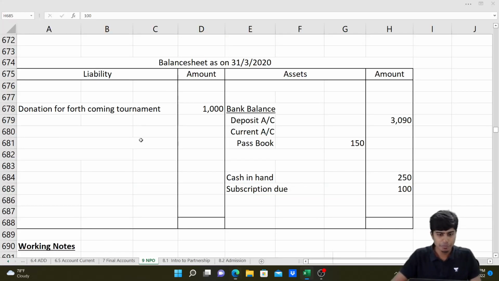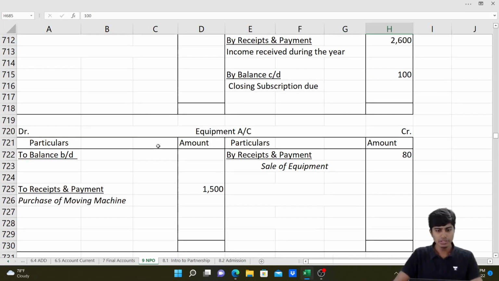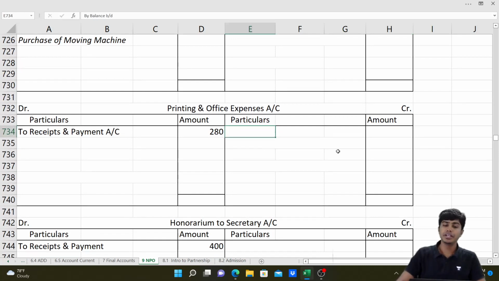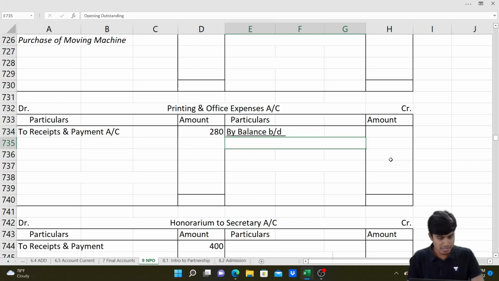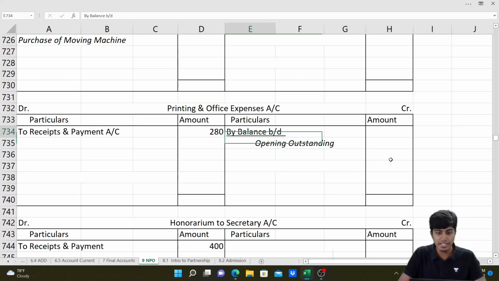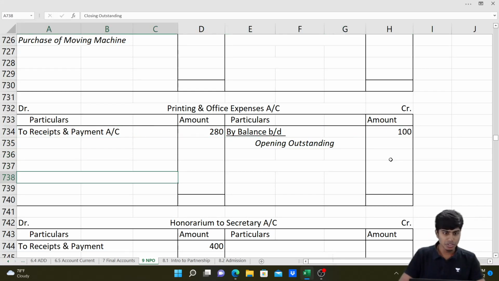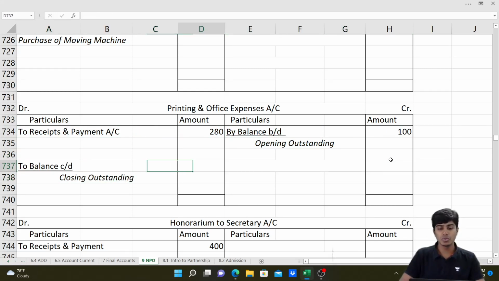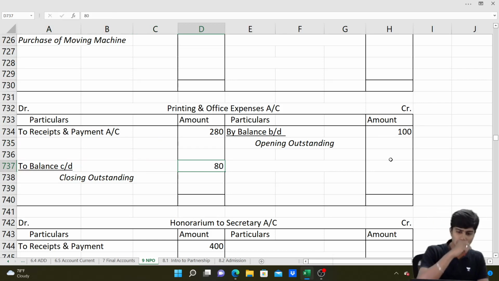Chalo, let me post it. There we have printing and office expense account, opening balance. This is opening outstanding, and the amount opening outstanding is 100. And let me write the closing outstanding money. Balance carried down, closing outstanding is 80. I've written this. Let me write this in the balance sheet now.